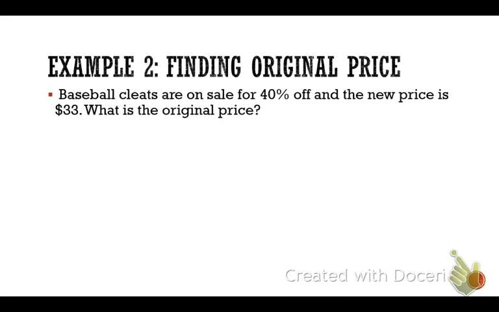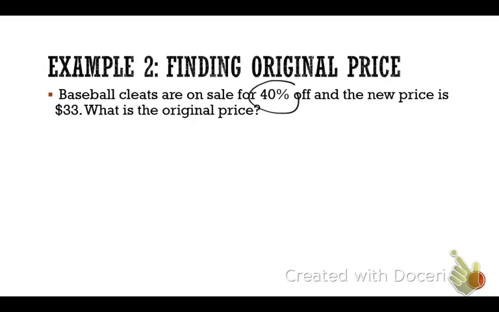In example 2, it flips the table again, and now it says, here's your ending price. Now you need to work backwards and figure out what your starting price was. So if baseball cleats are on sale for 40% off and the new price is $33, what is the original price? Well, we're still going to use the same model of the percentage.